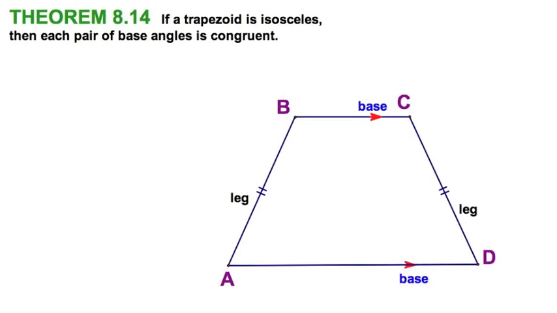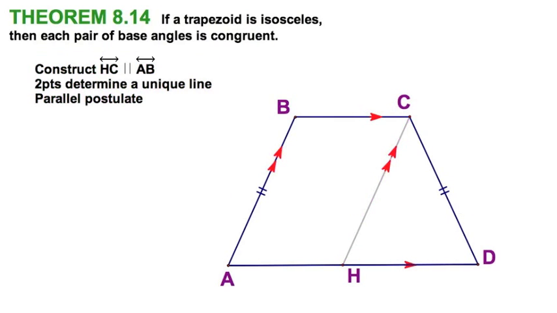Well, let's see if we can prove this theorem, which says that in this isosceles trapezoid, where we've got the bases up here and the legs over here, the congruent legs that is, we can prove that these angles at A and D are congruent, as well as the angles B and C. Let's get to it. Let me draw this auxiliary line.